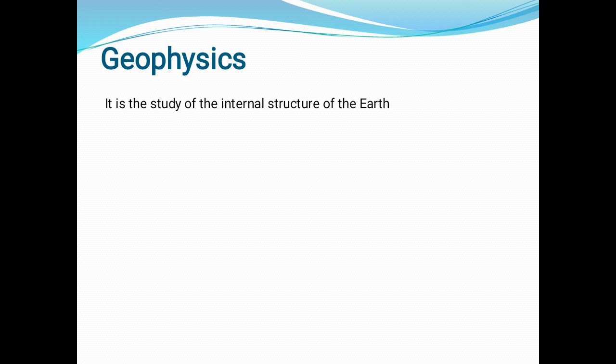Geophysics. It is the study of the internal structure of the Earth. It is an interdisciplinary branch joining geology and physics. That is, we apply principles and laws of physics to study geology. That's why it is called geophysics.